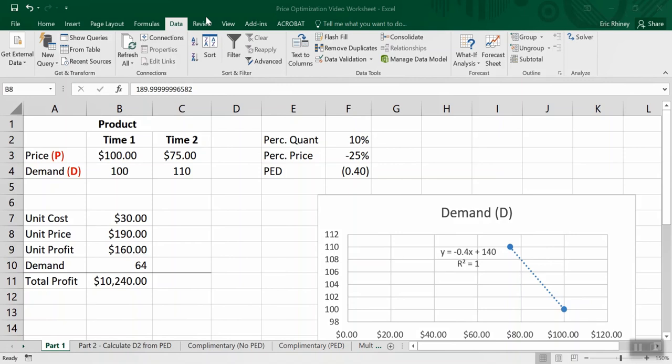So what we want to be able to do is to figure out how we can optimize our price for both products or both offerings and maximize profit at the same time.